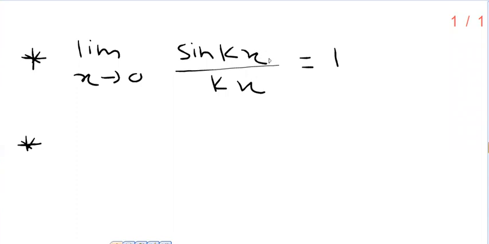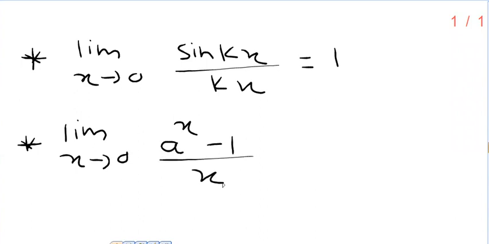This is correct. Then limit x tends to 0, a raised to x minus 1 upon x is log a. See, when I say log a, base of logarithm is e. In calculus, it is customary not to mention the base of logarithm if it is e. Don't say this is baseless logarithm. What is a? A is greater than 0, not equal to 1. Okay. In this case also, we can generalize the result. A raised to kx minus 1 upon kx is, don't say k log a, it is log a only.